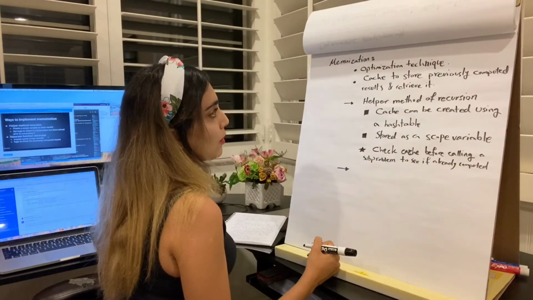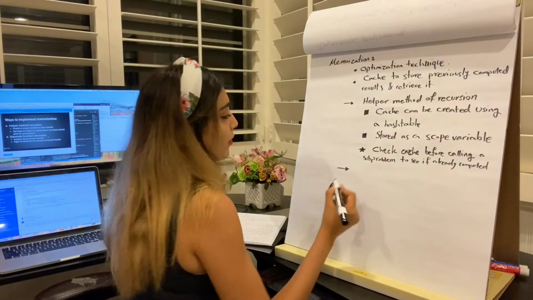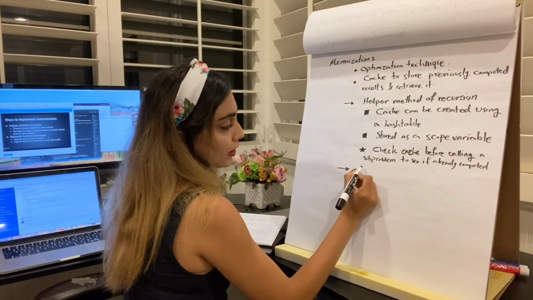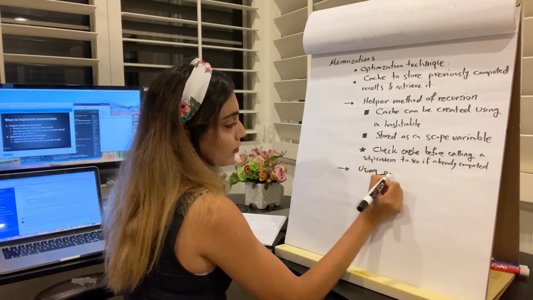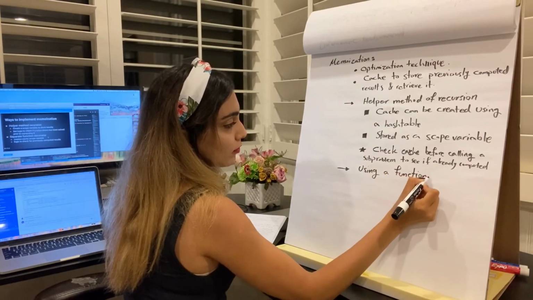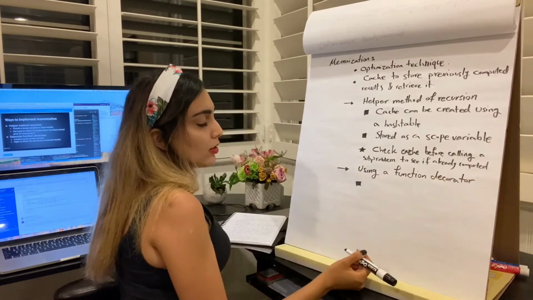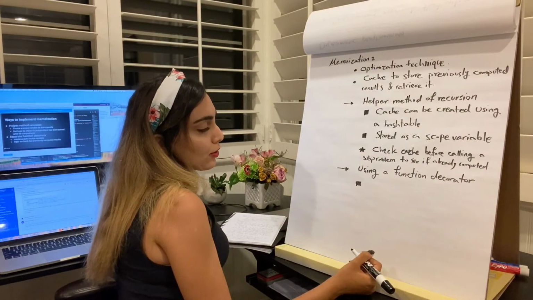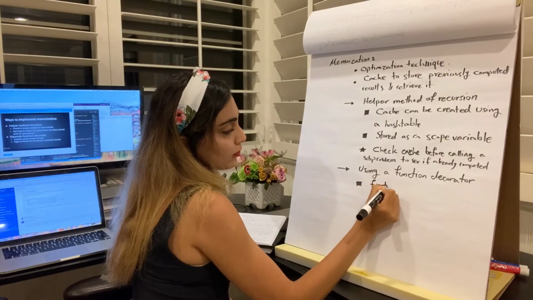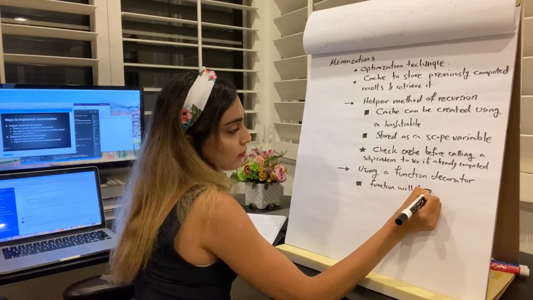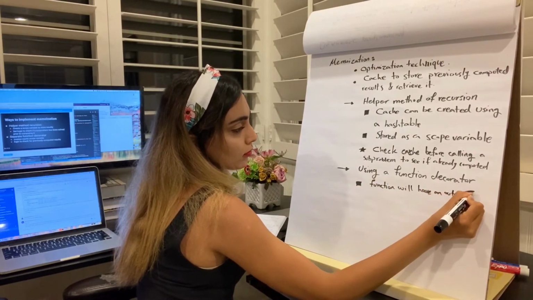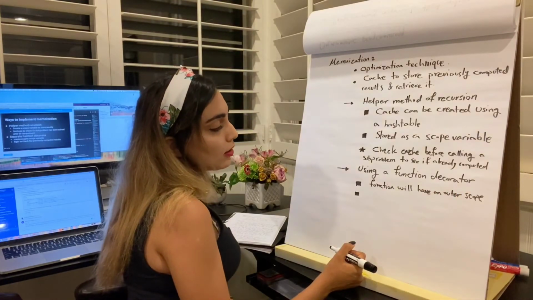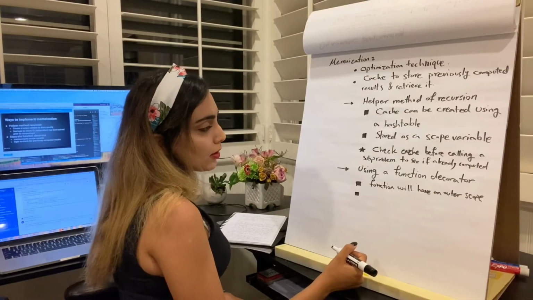The second method that memoization can be implemented through is using a function decorator. So this function decorator is going to be separate. It will allow the function to have an outer scope. This contains the cache and the logic to check for previously computed subproblems.